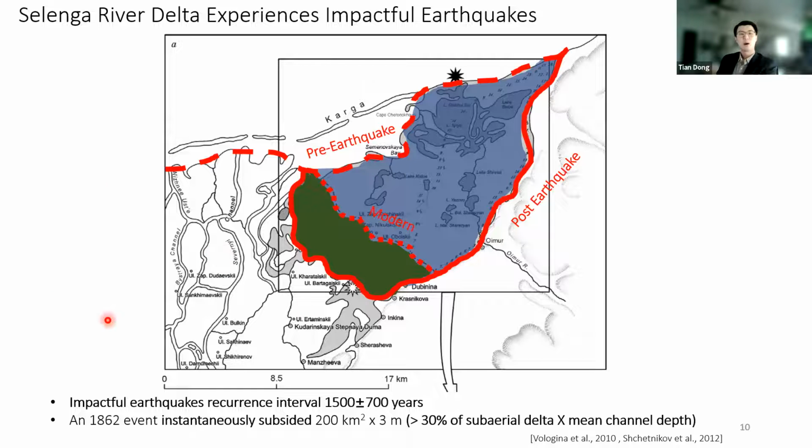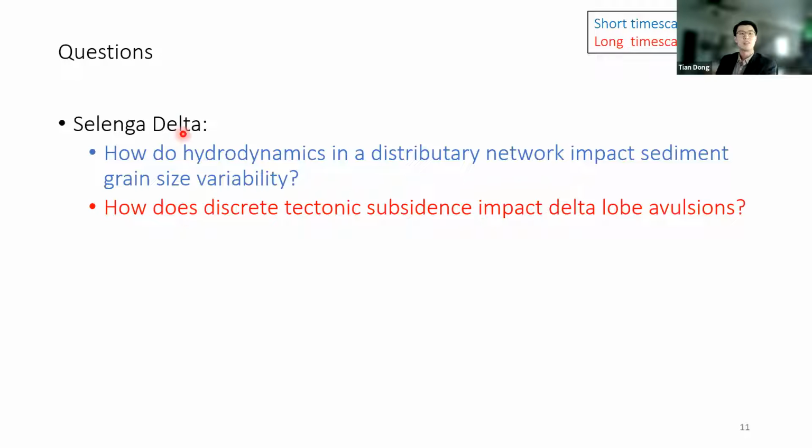So given this quite active system, I aim to answer some of the following questions. For the Selenga Delta specifically, I want to understand how hydrodynamics in the channel network impact sediment grain size variability, and how do these subsidence events driven by earthquakes impact delta lobe avulsions. The color scheme denotes the time scale of the process.